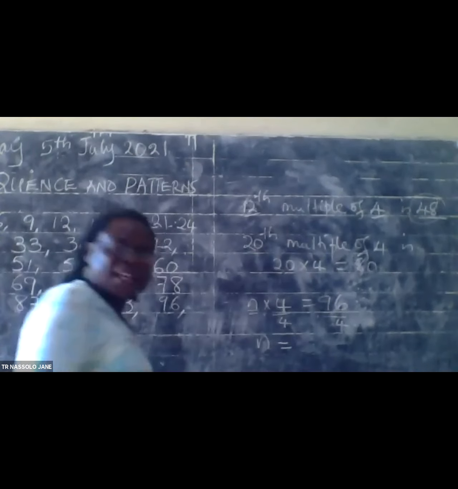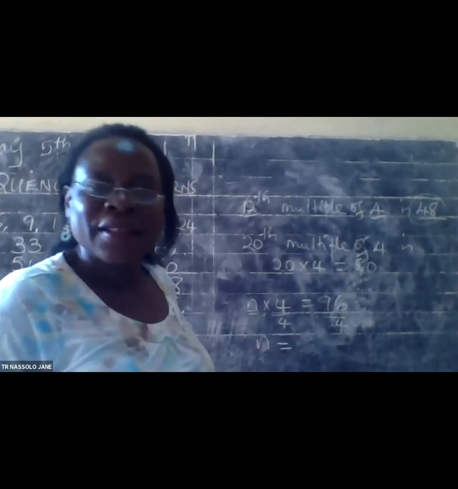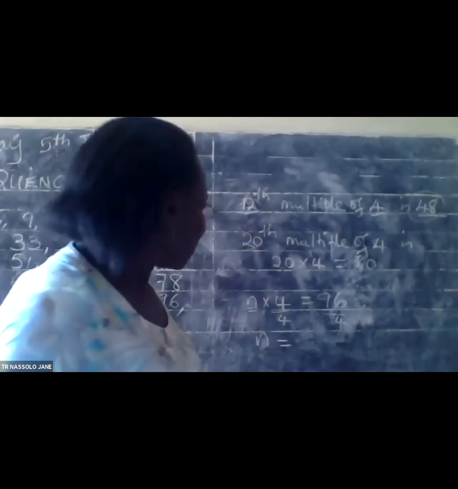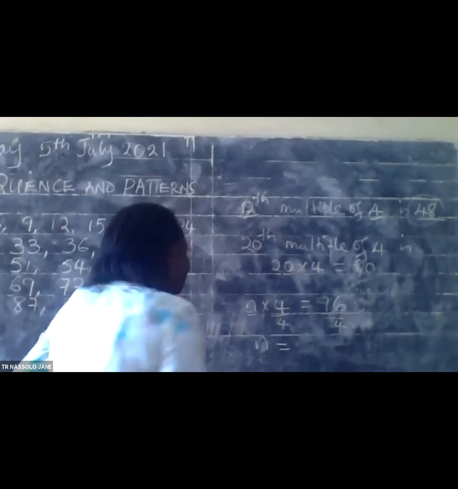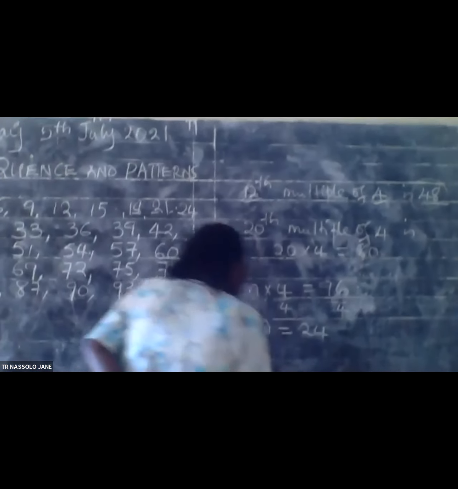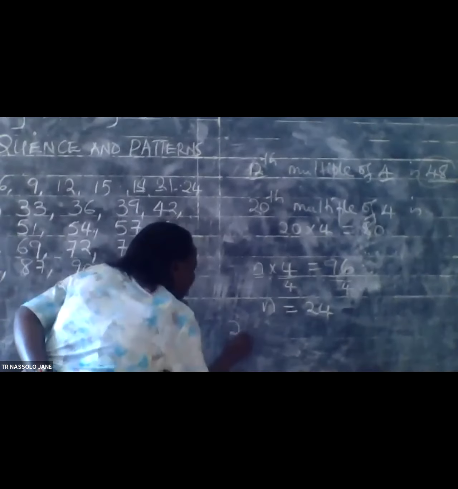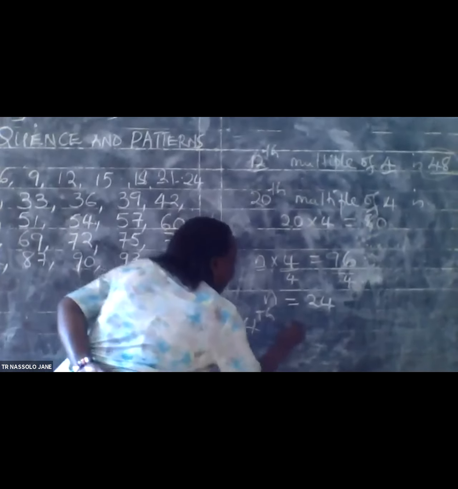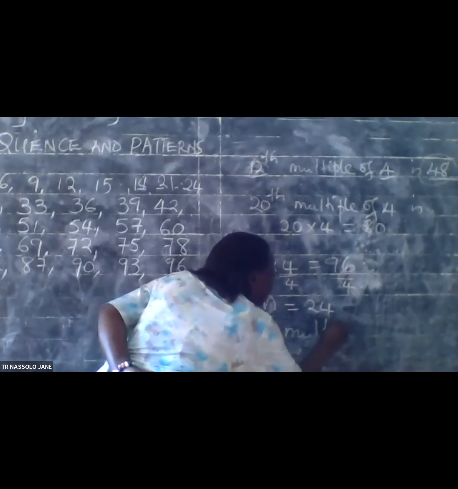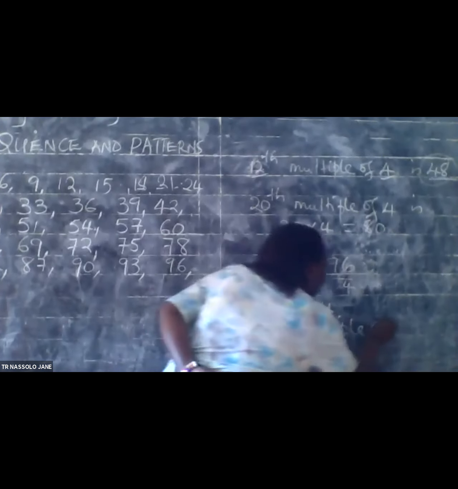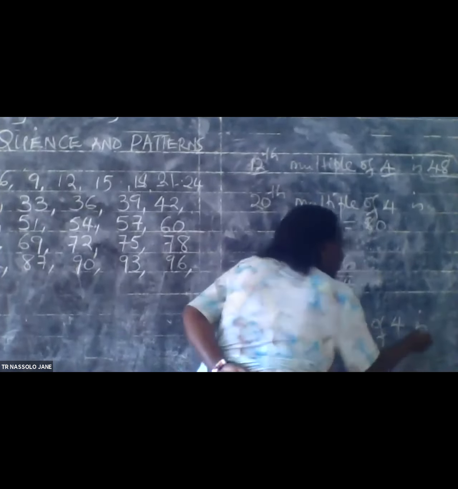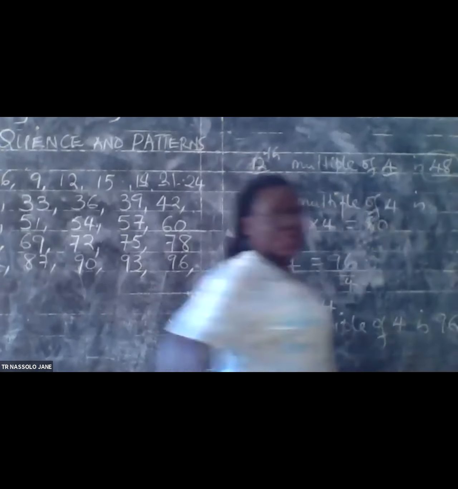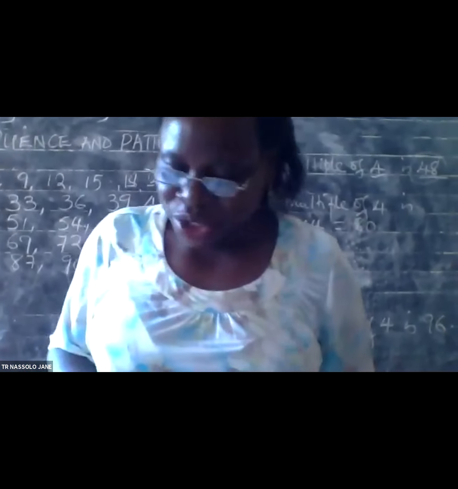Has somebody divided? Yes. And what do we get? 24. Thank you very much. Therefore, the 24th multiple of 4 is 96. Thank you very much.